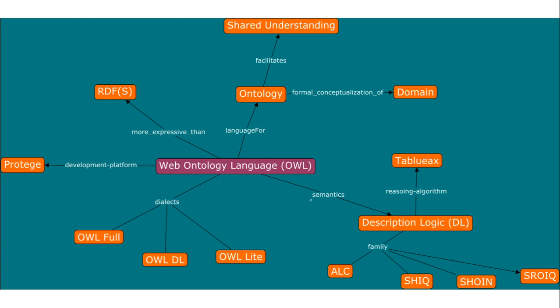And the semantics of OWL is captured through description logic, which is a kind of logic family. In short, we call it DL. And description logic also has different families. So we can have something like ALC, SHIQ, SHOIN, SROIQ. So there are many families of DL. We'll be talking about them later.